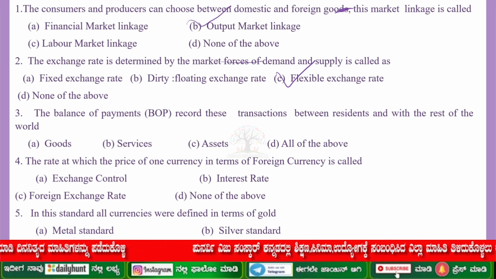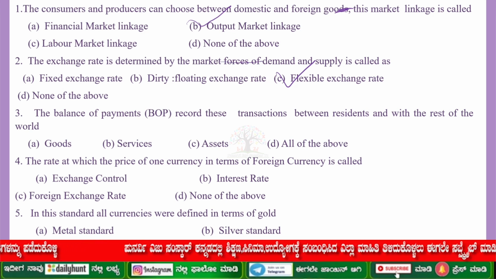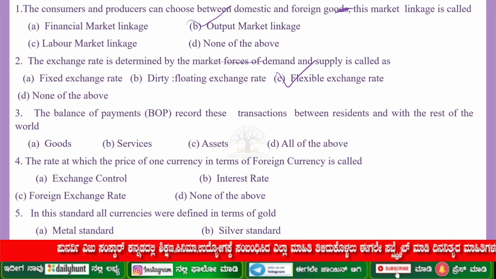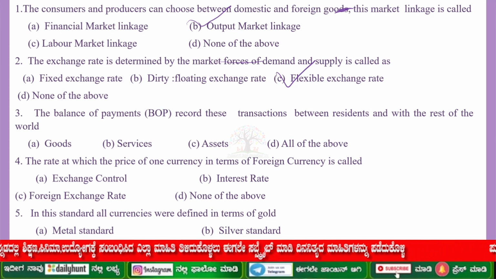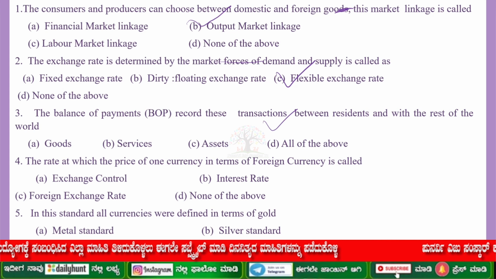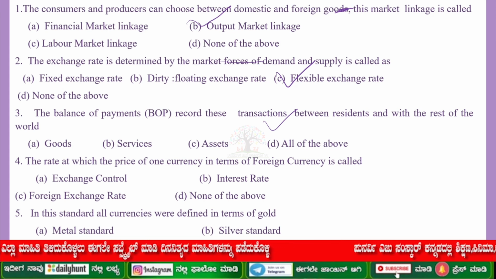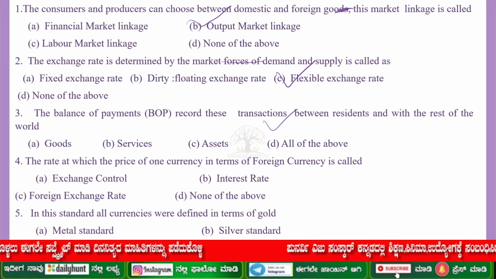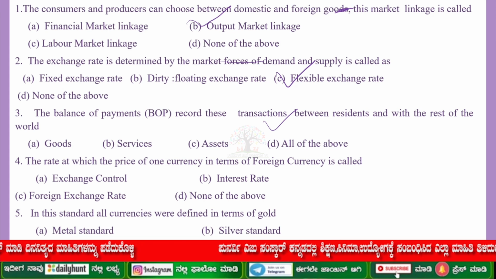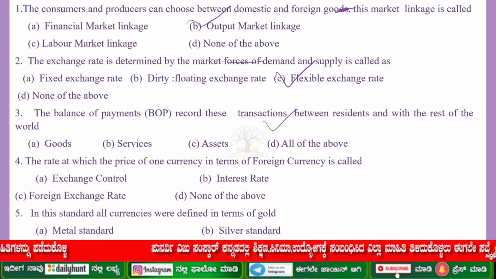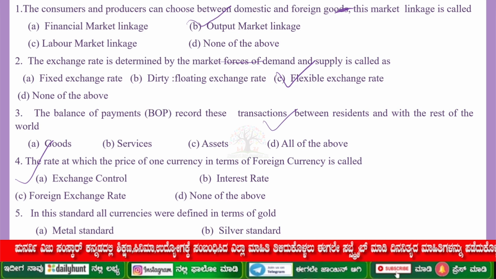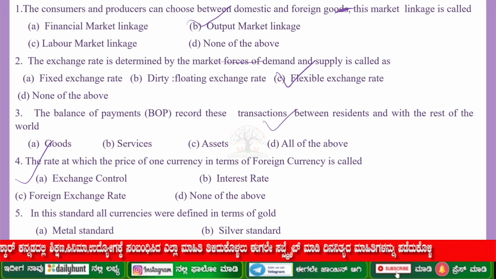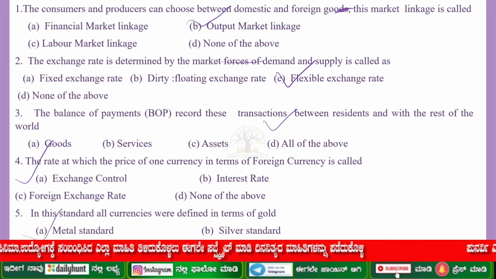The balance of payments records transactions between residents and the rest of the world. So it includes goods, services, assets, and all of the above. The rate at which the price of one currency in terms of foreign currency is called the foreign exchange rate. In this standard, all currencies were defined in terms of gold.